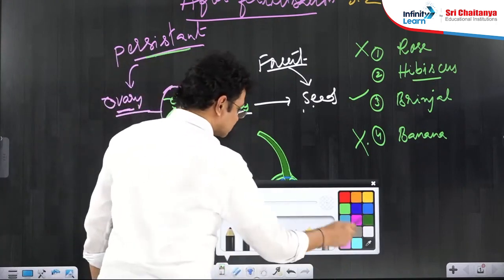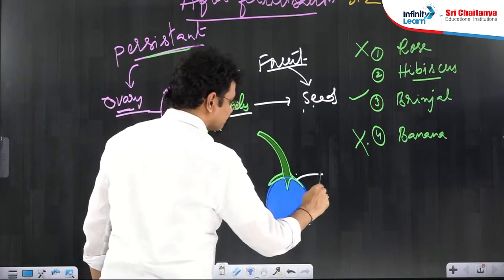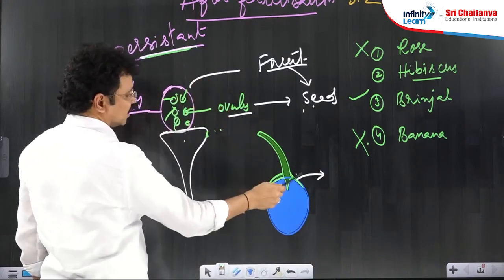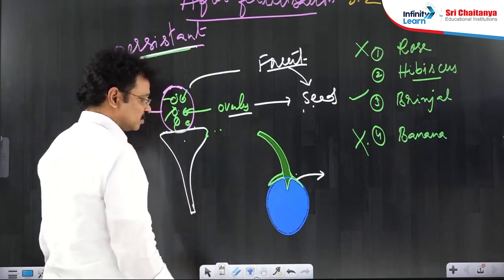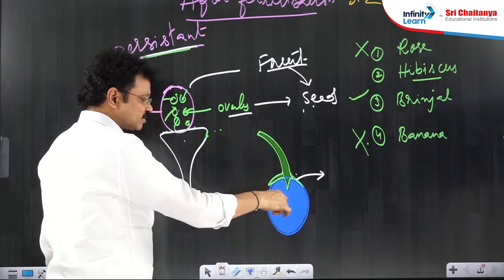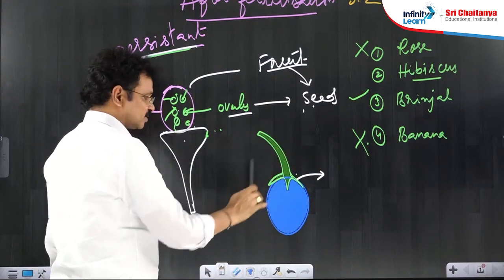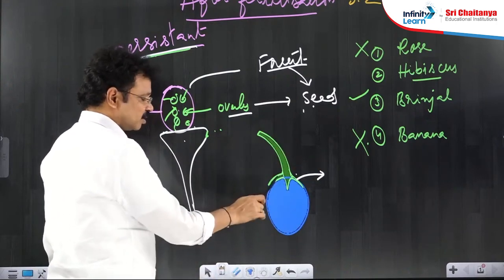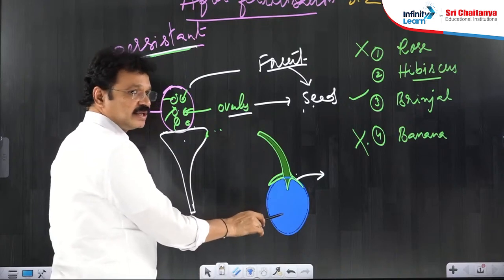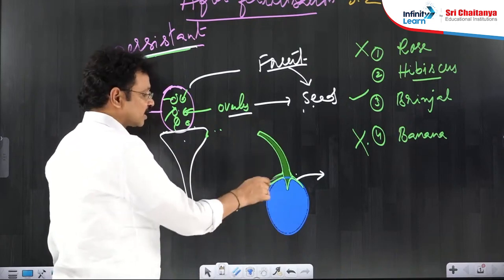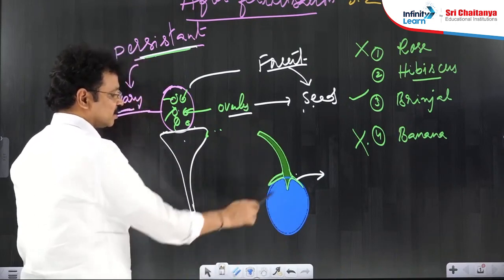Name this green color portion of the fruit. Persistent calyx. Ovary is already persistent, no doubt. In all fruit-giving plants, the ovary is persistent, permanently present. Especially in brinjal, tomato, chilli, and datura also, the calyx is persistent, permanently attached.